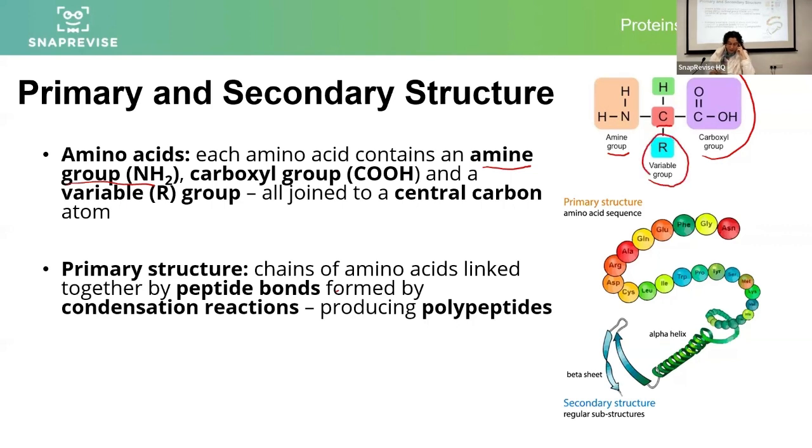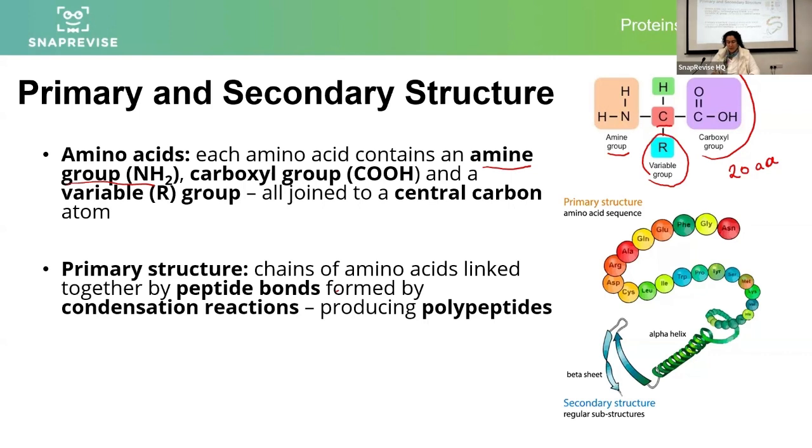And the variable R group is what is going to make the difference between the 20 different amino acids. So we know that there are 20 different amino acids that take part in protein synthesis, and which amino acid specifically you're dealing with is going to be determined by this variable R group. You don't need to know the chemical structures of the R group. Just for context, this R group can be anything from a single atom of hydrogen, or it can be a much larger group involving like a little carbon chain.